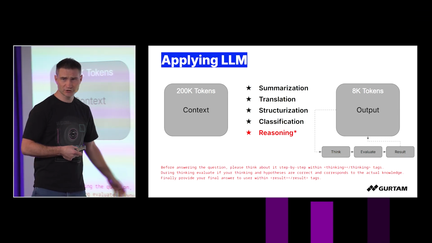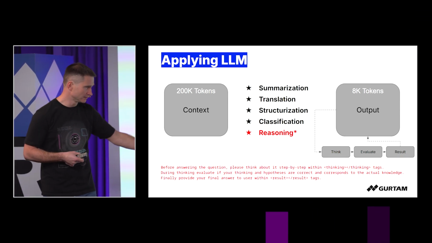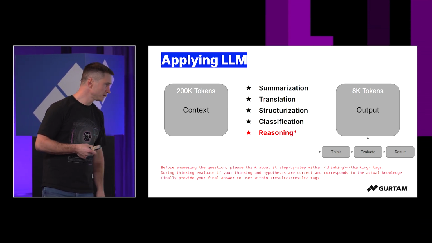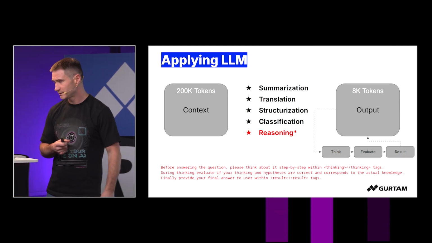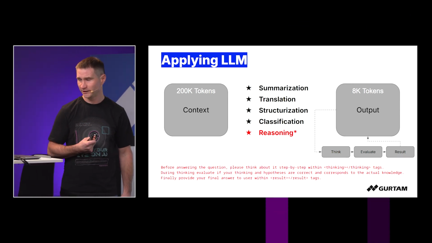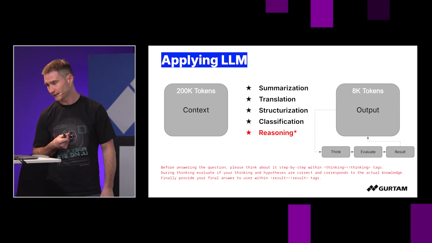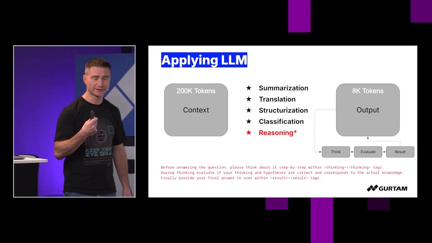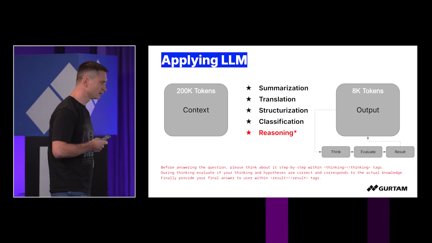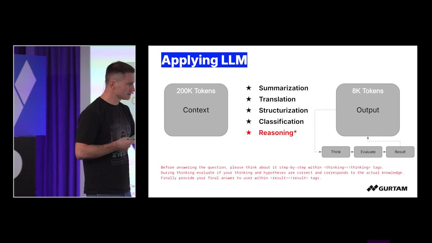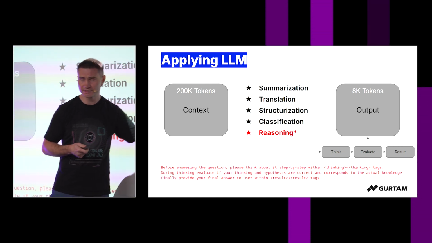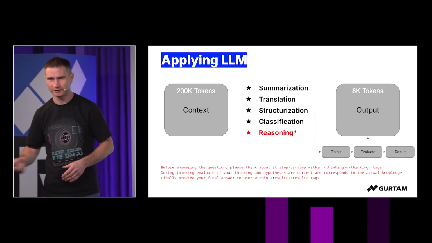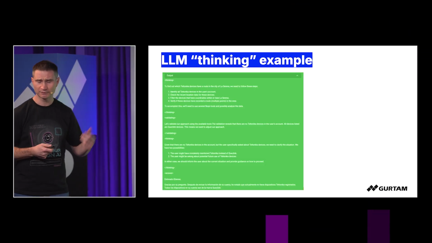One of our prompt instructions, I will just read it: Before answering the question, please think about it step by step. Within thinking text, during thinking, evaluate if your thinking and hypothesis are correct and correspond to the actual knowledge. Finally, provide the final answer to the user within result text. This is from one of our chatbots. Within thinking text, there is a safe place for the model to think, and it thinks by generating tokens. And here is a sample from a real case.